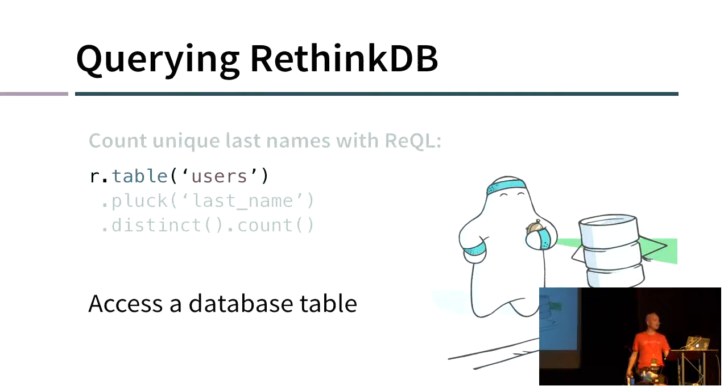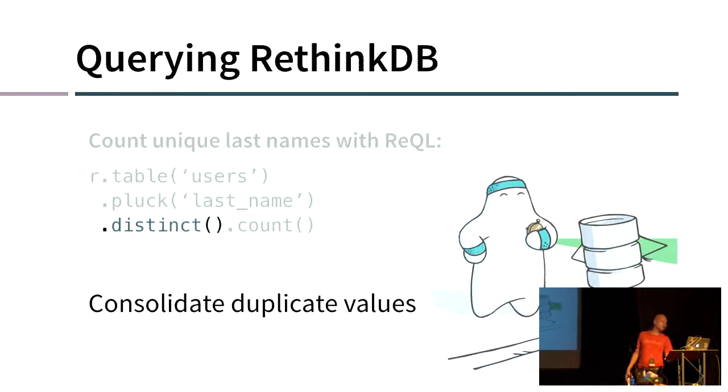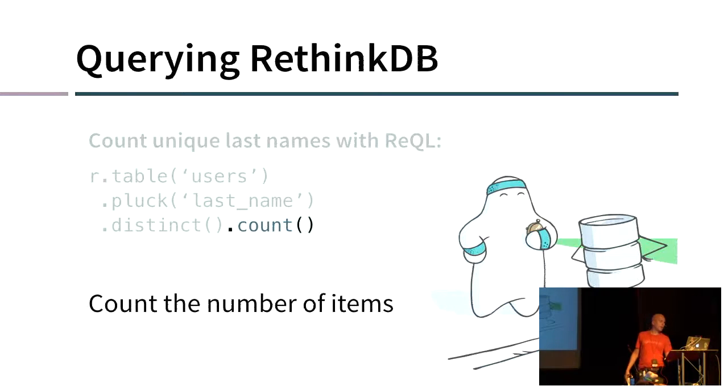So you start by accessing the database table, r.table users. Then we isolate one document property. We pluck it with the last name. We consolidate any duplicate values with distinct, and then count. You'll notice that unlike something like SQL, where you're sending over a string that represents the change you want to make, it just looks like native code, because it is native code. We do a lot of magic behind the scenes to take this whole thing, consolidate it to a distributed expression, and push it out to the cluster to be efficient. But it looks and feels like native JavaScript, so you can just write it as code.